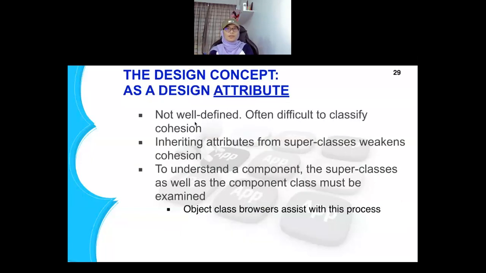Attributes in design are not well defined, and it is often difficult to classify cohesion. Inherited attributes from a superclass weaken cohesion. To understand a component, the superclass as well as the component class must be examined. Okay, you will think that I was explaining fast because I don't think it's important. Just for knowledge only.